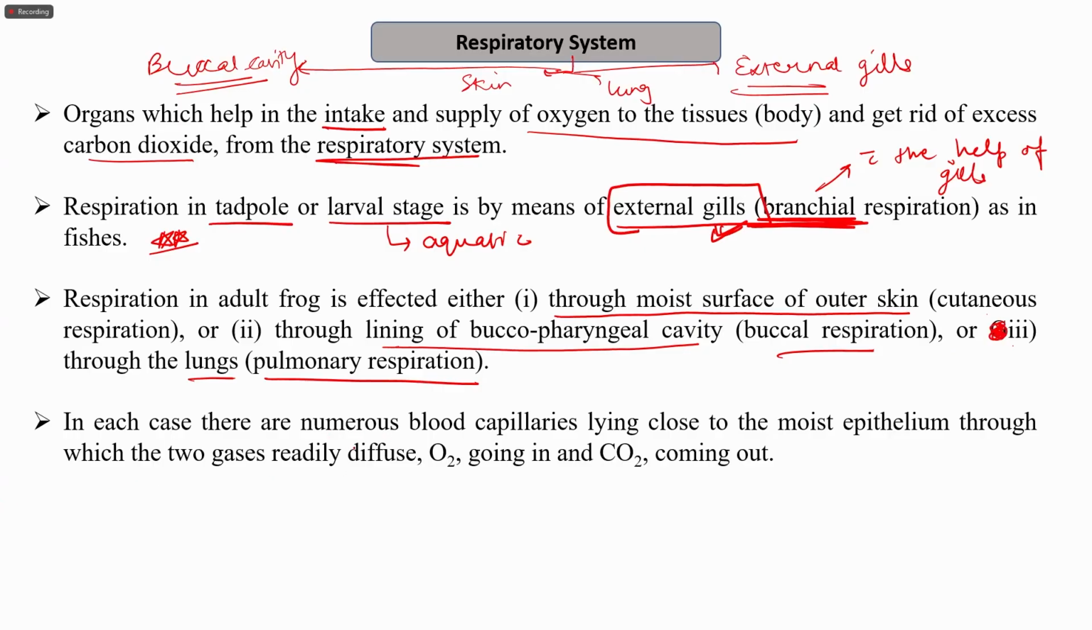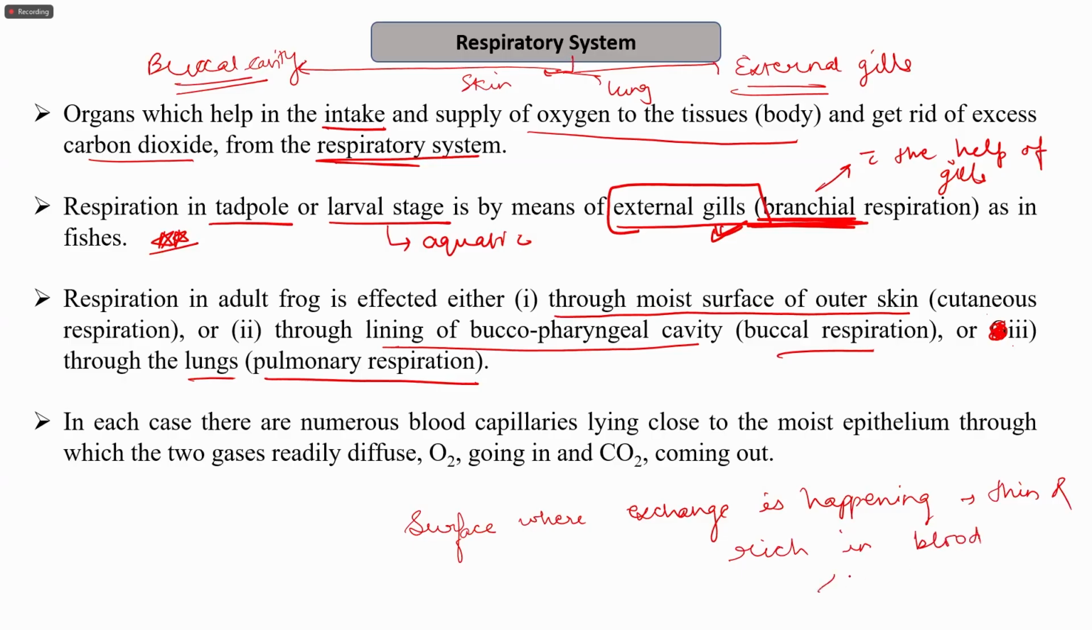What is very important and required for respiration is firstly that the surface where the exchange of gases is happening should be thin and rich in blood supply so that it can easily exchange the gases. So the easy exchange of carbon dioxide and oxygen may happen. So in each of these cases, there are numerous blood capillaries that lie close to the moist epithelium through which the two gases readily diffuse. So oxygen going in and carbon dioxide going out.